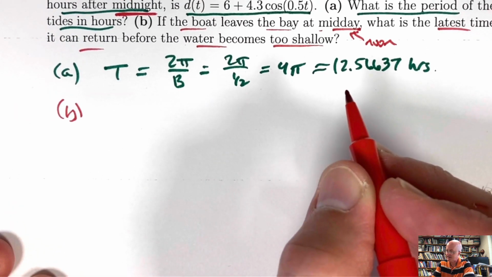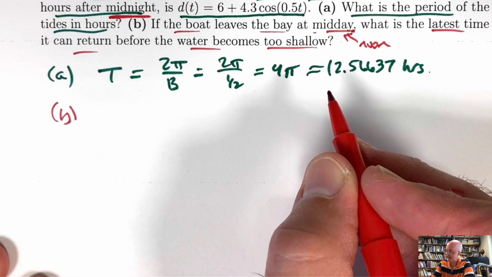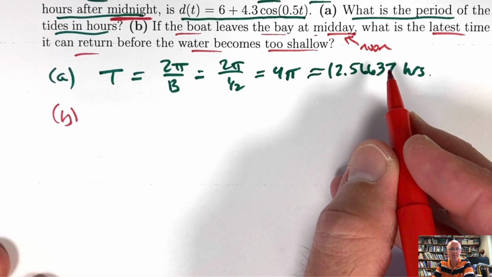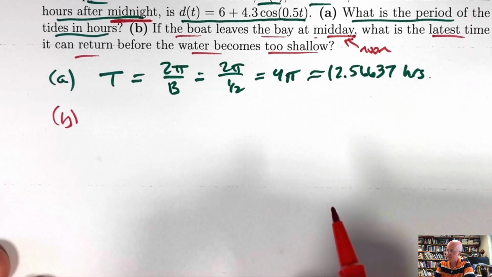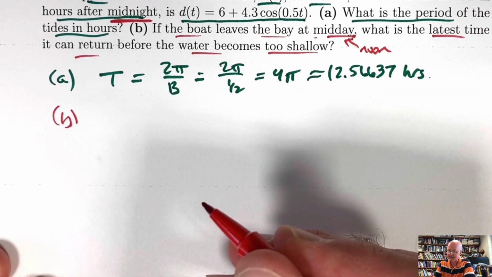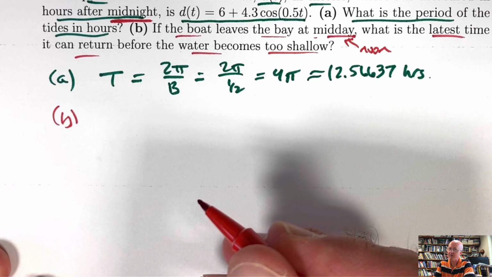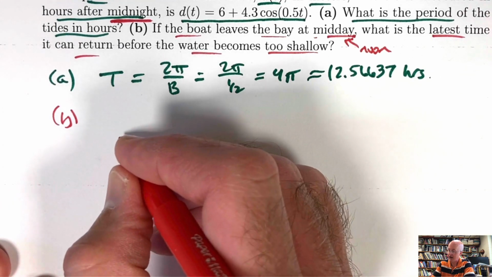Sorry if you couldn't quite see that. If the boat leaves at midday, which is noon, what is the latest time the boat can return before the water becomes too shallow? All right, to help us solve this, we really should quickly draw a graph.